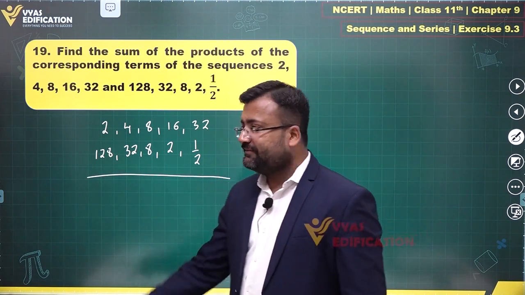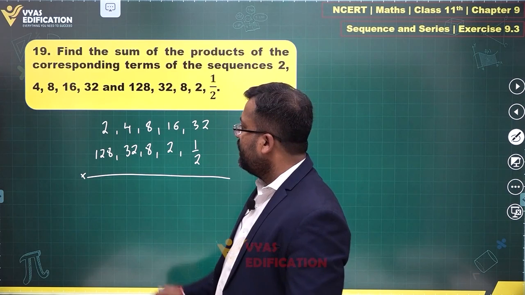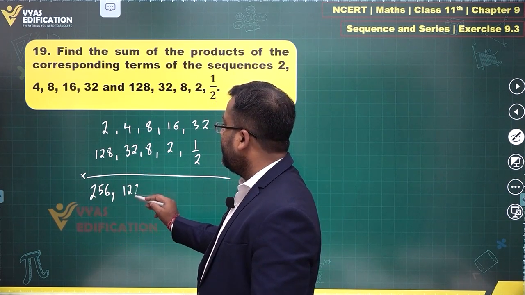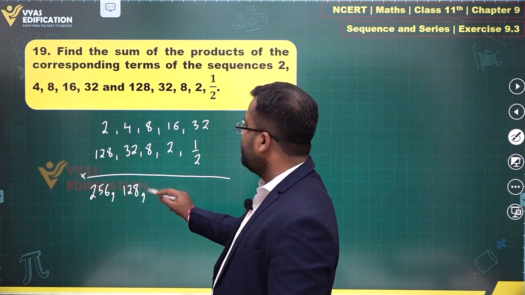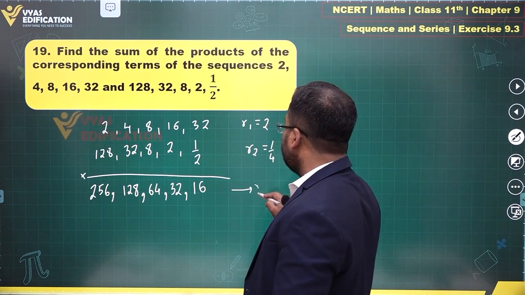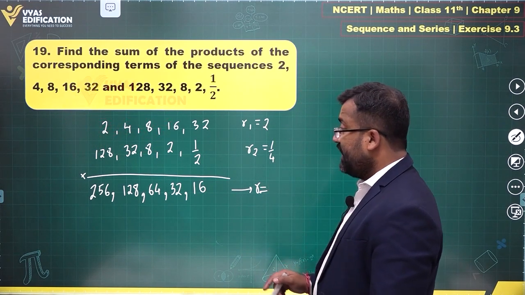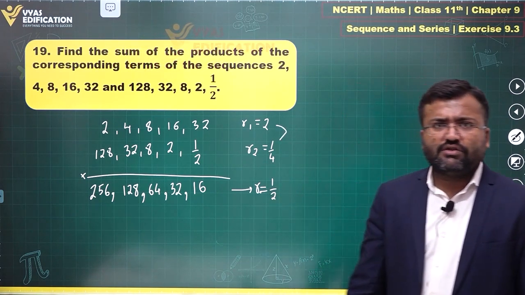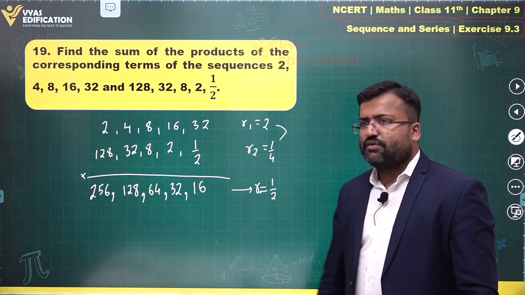And if you multiply the corresponding terms, what do you get? You get 256, 128, 64, 32 and 16. And this is also a geometric progression having common ratio 1/2, which is simply the product of these two. Don't you think so? That's what we have, right?